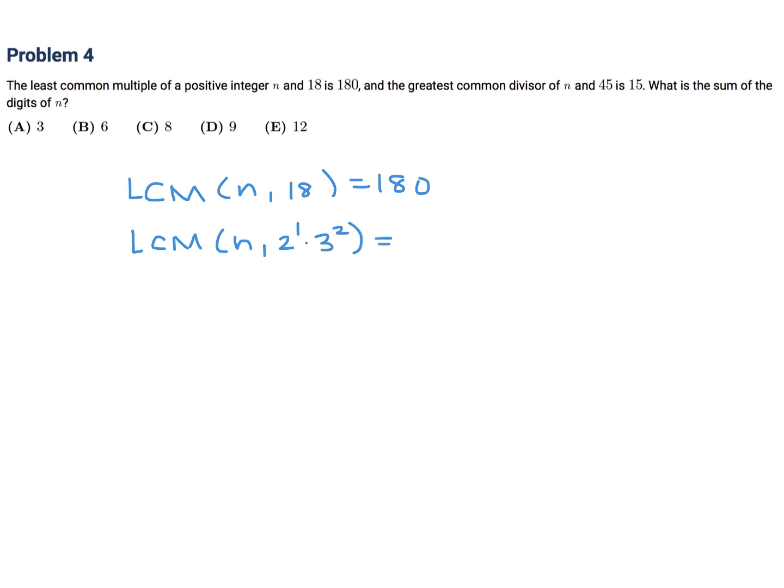And 180 is 2 to the power of 2 times 3 to the power of 2 times 5 to the power of 1, correct? All right. So when you're trying to figure out the least common multiple, you think biggest. Now, I know that's paradoxical, but that's how you do it. Now, when I say think biggest, think of the biggest powers of each of those prime numbers.